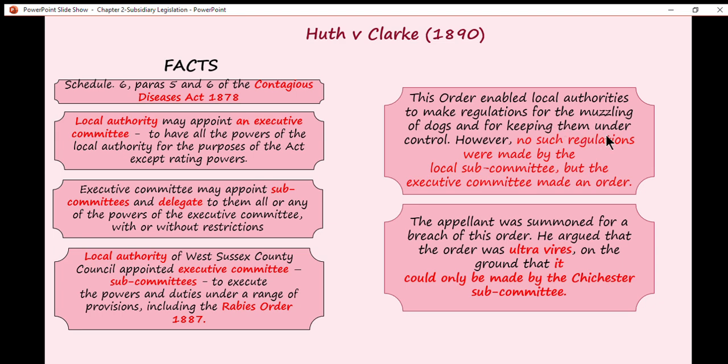However, no such regulation was made by the local subcommittee, but the executive committee made an order. So they failed to make the order. Who failed to make the order? The local subcommittee. But the one who made an order is the executive committee. So the appellant in this case was summoned for a breach of this order, and he later argued that the order was ultra vires on the ground that it could only be made by the Chichester subcommittee. So according to the appellant, the order should be made by the local subcommittee, not by the executive committee.